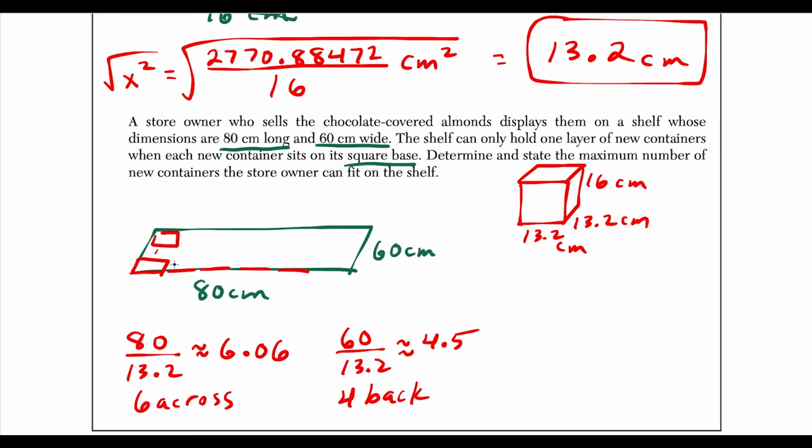And now the concept is we could do 6 across, 4 back. So that's going to be 6 times 4. So the maximum number of containers the store owner could fit is going to be 24. This is our solution to the second part.